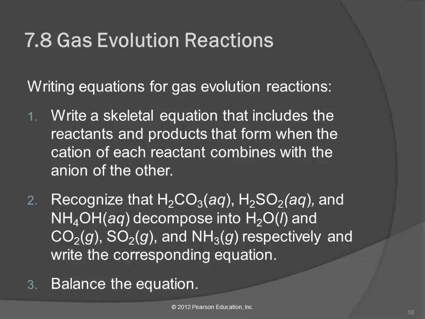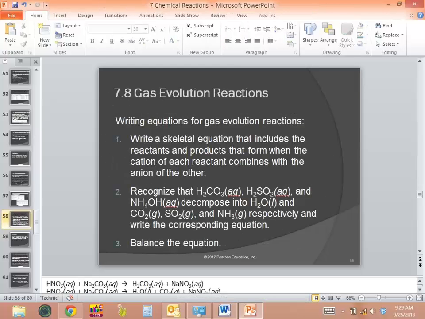So here's the instructions for writing these sorts of equations. Write the skeletal equation with the reactants and products. You figure out the products by swapping ions. And then, oh, that's right, there's a typo in here too. I should have fixed it yesterday. This isn't SO2, it's SO3.